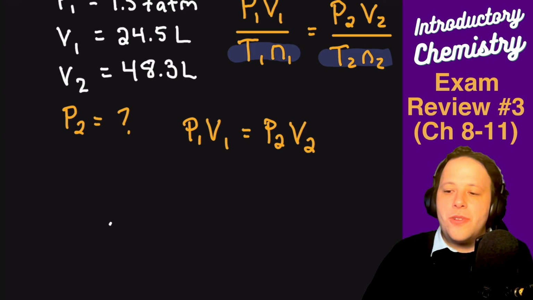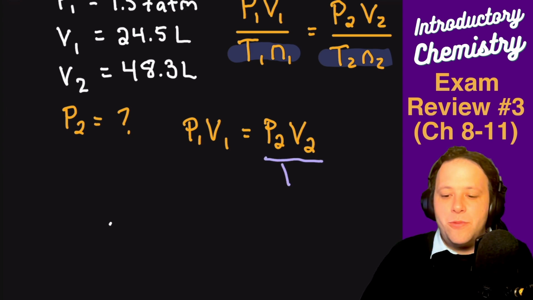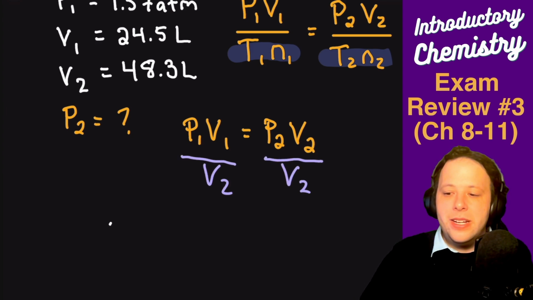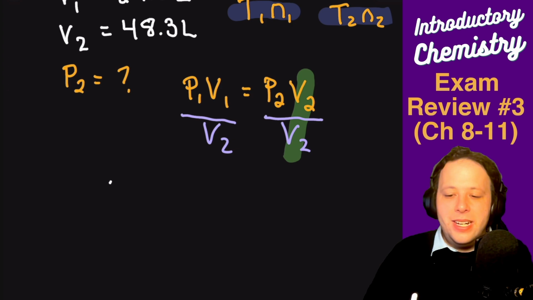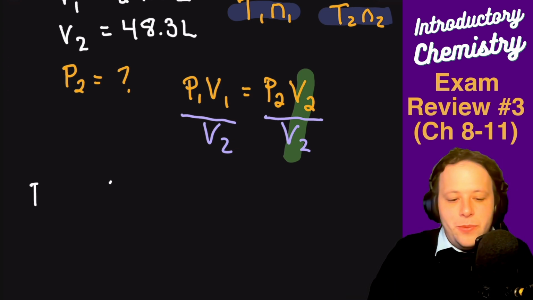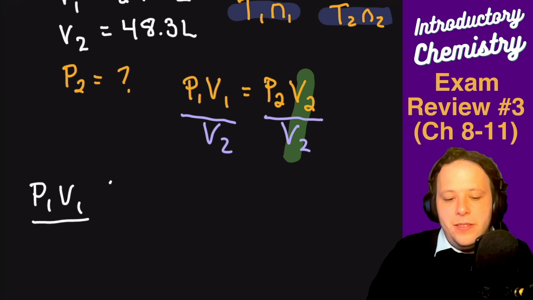Being that we are trying to solve for the new, final pressure, we have to rearrange our equation, meaning we have to get the pressure by itself. In order to do that, we need to divide both sides by the volume in order to cancel it out and get the pressure by itself. So when we do that, we get P1 V1 divided by V2 is equal to P2.